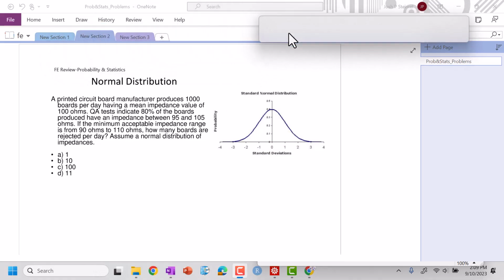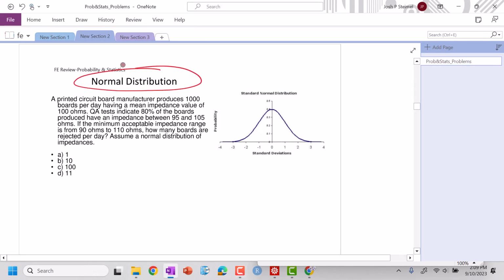So we've got another normal distribution problem. Here we have 1,000 boards with a mean impedance of 100 ohms. QA indicates that 80% of the boards have an impedance between 95 and 105 ohms. The minimum acceptable impedance is 90 to 110. So how many boards are rejected per day?